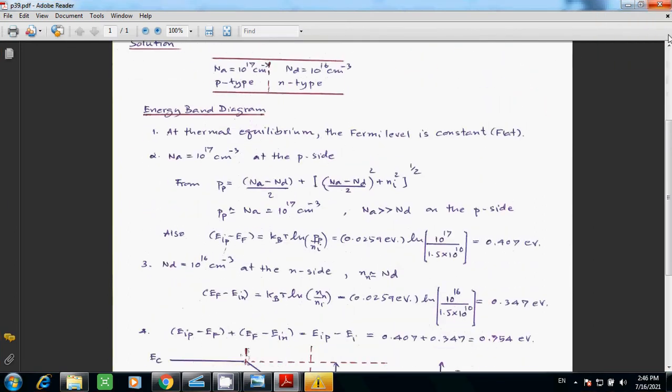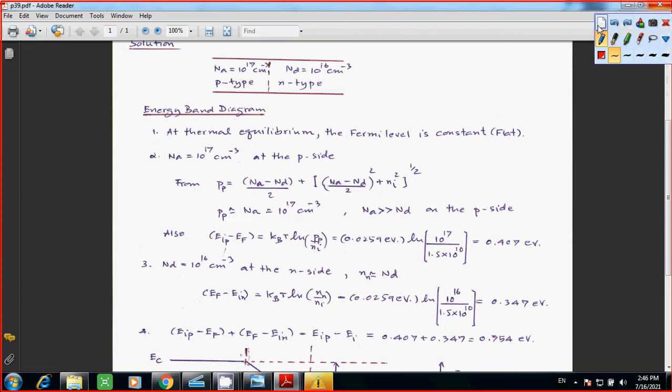Wherever you have a P-N junction, you have p-type doping and n-type doping on silicon. Let's take a look at the energy band diagram. First, at thermal equilibrium, the Fermi level is constant, so the Fermi level in the energy band diagram is going to be flat.